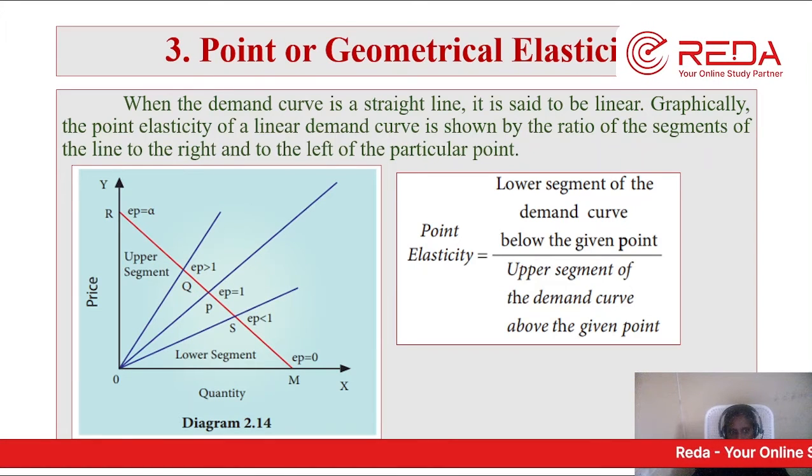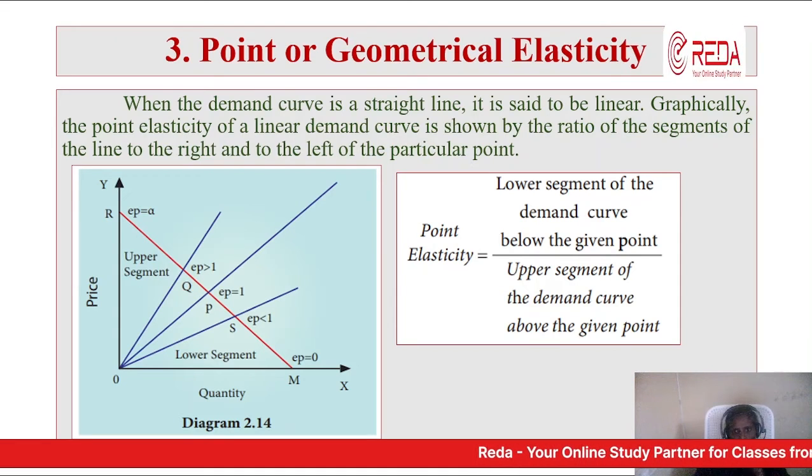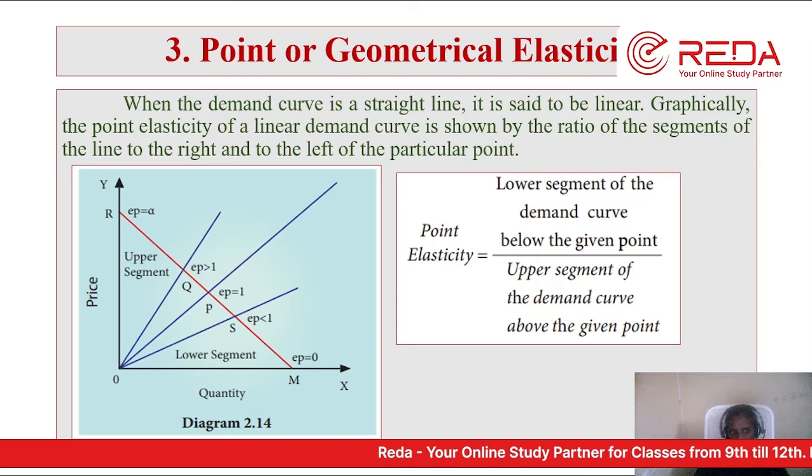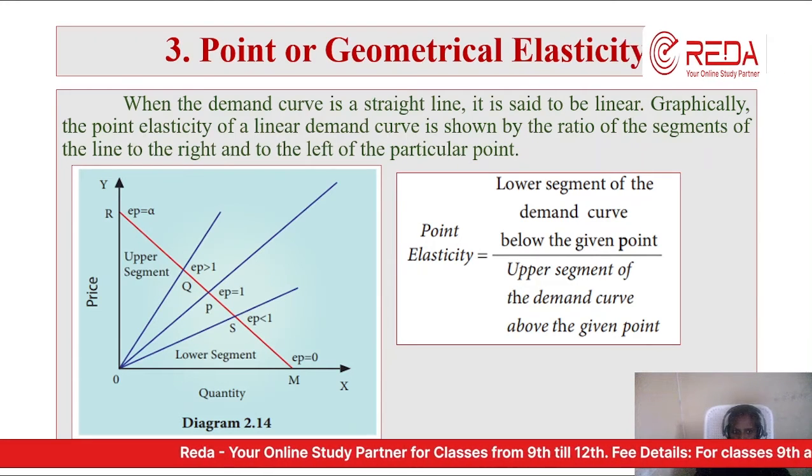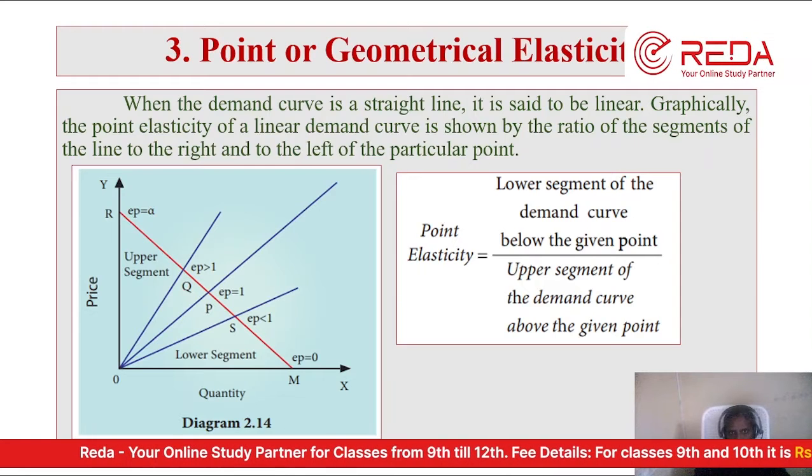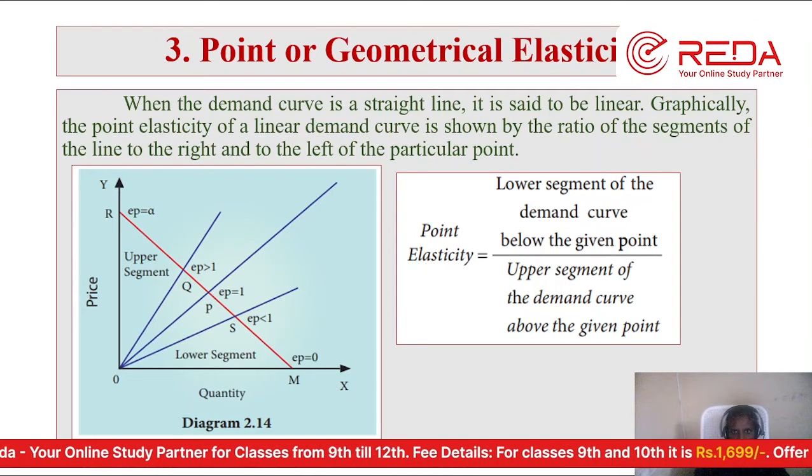Okay, so whatever we have seen in the outlay method, only two things are added to that, which are the lower segment and the upper segment. That upper and lower segment we call point elasticity, or the geometrical elasticity of demand.